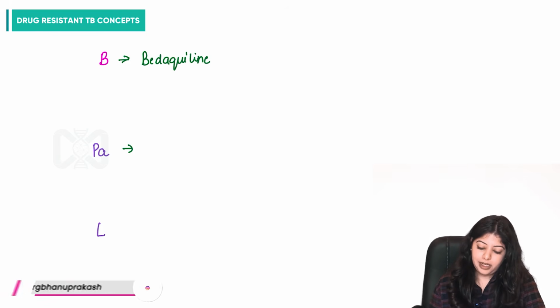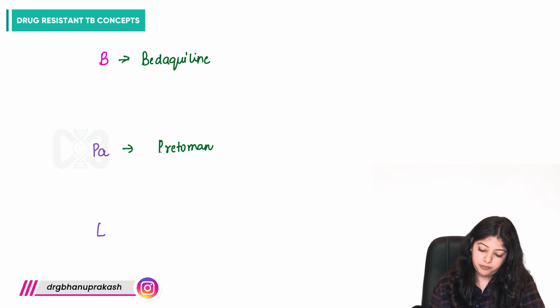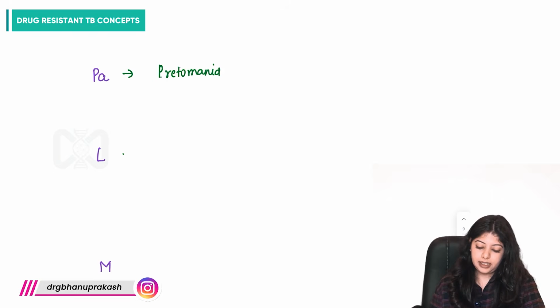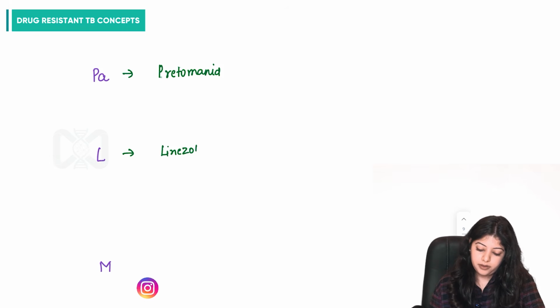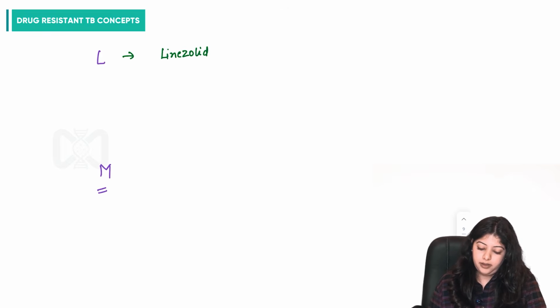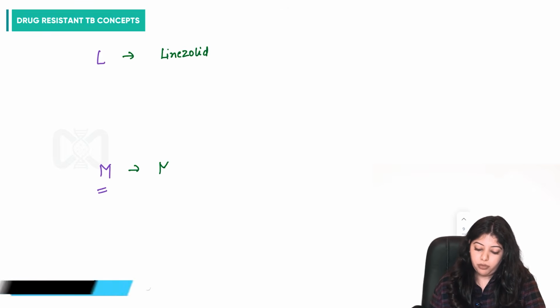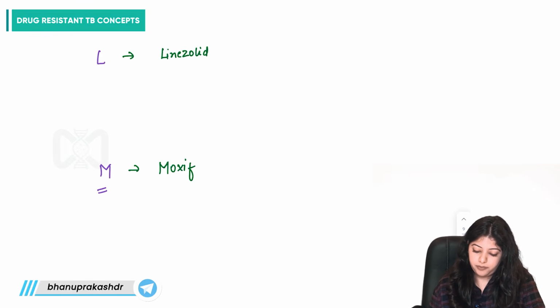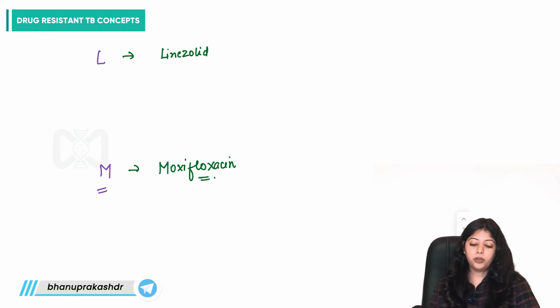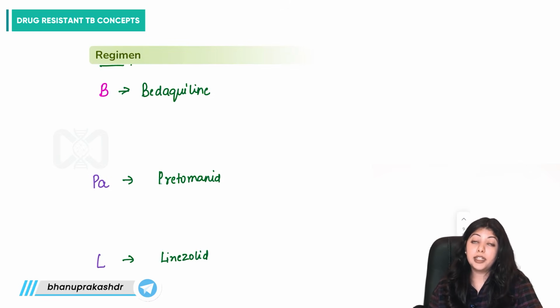P stands for pretomanid, L stands for linezolid, and M is for moxifloxacin. So what are the dosages which are included?